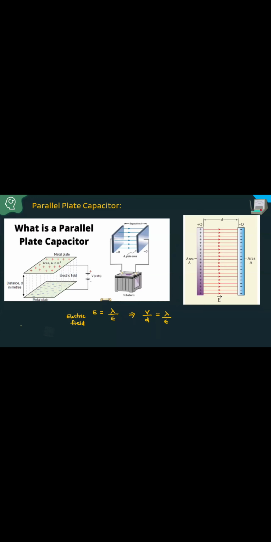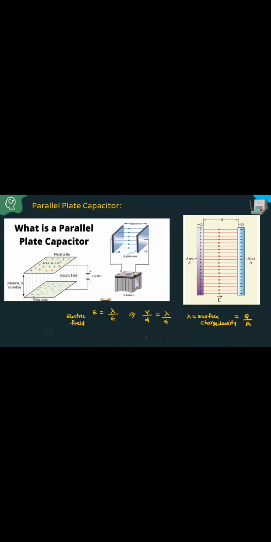The electric field is also equal to V by D, that is equal to lambda by epsilon. But what is lambda? I told you, friends, that it is the surface charge density. Lambda equal to surface charge density. How to define the surface charge density? This is equal to Q by A, charge per unit area. That is nothing but the surface charge density, equal to Q by A.